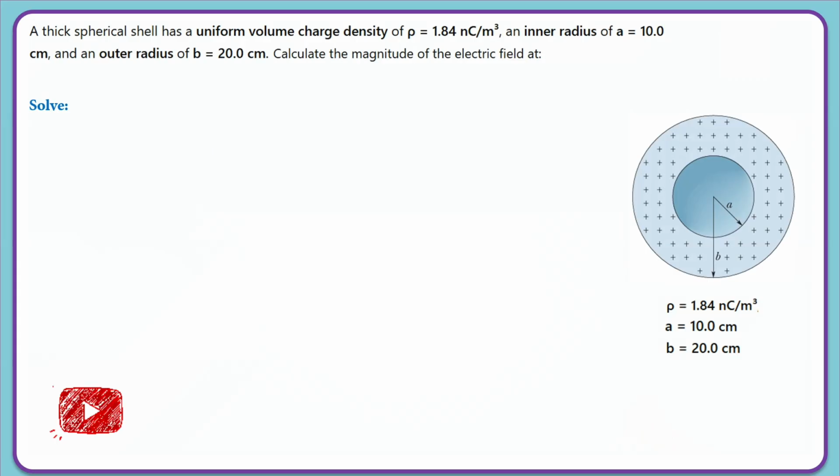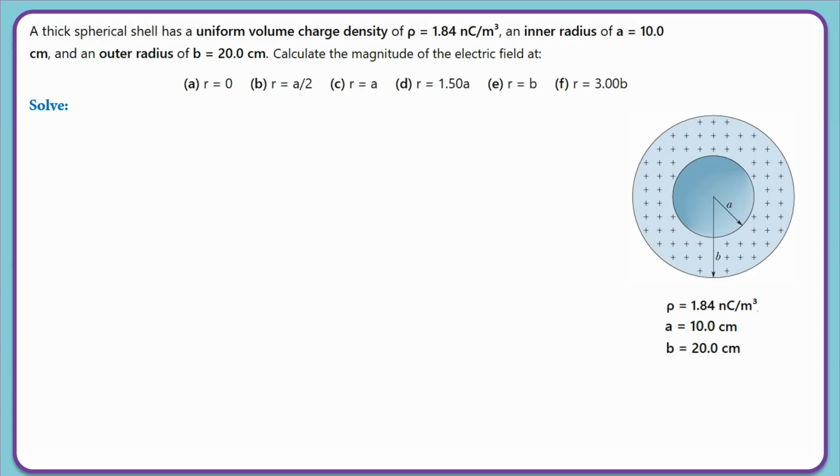Now let's solve another important exam problem using Gauss's law. If we look at the figure, we have a thick spherical shell with a uniform volume charge density. The inner radius is 10 centimeters, the outer radius is 20 centimeters, and we are asked to calculate the electric field at 6 different locations.